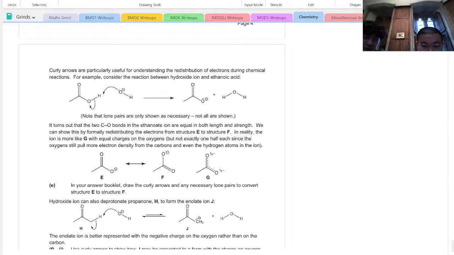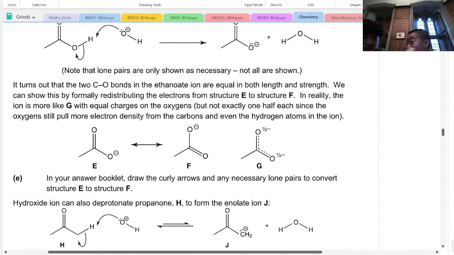In reality, the ion is more like G with equal charges on the oxygens, but not exactly 1/2, since the oxygens still pull more electron density from the carbons and even the hydrogen atoms in the ion. Draw the curly arrows and any necessary lone pairs to convert structure E to structure F. Okay, we're finally doing a question. Okay. Let's do this.